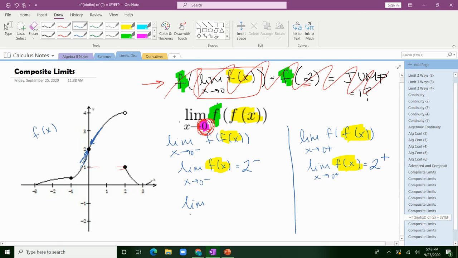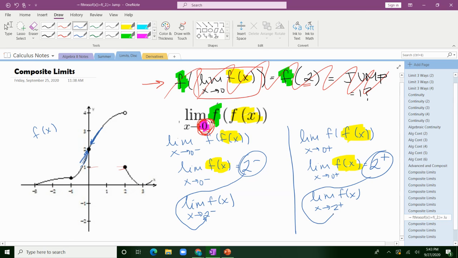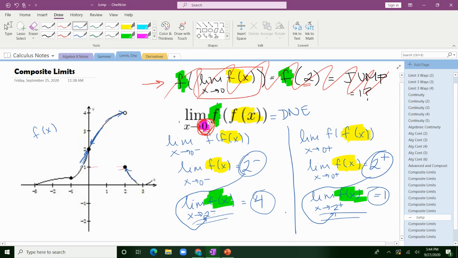So this time, when I go to my outer function, I'm going to go 2 from the left. Whereas here, when I go to my outer function, I'll be approaching 2 from the right, because the output here was 2 negative, so the input here is 2 negative. The output here was 2 positive, so the input here will be 2 positive. So here's my outside function, which was green. As I approach 2 from the left of f, the limit's 4. As I approach 2 from the right, the limit was 1. Uh-oh, the left and the right-hand limits are not the same, so you can actually have a composite limit that doesn't exist if at the end you end up with 2 different one-sided limits and they're not the same.